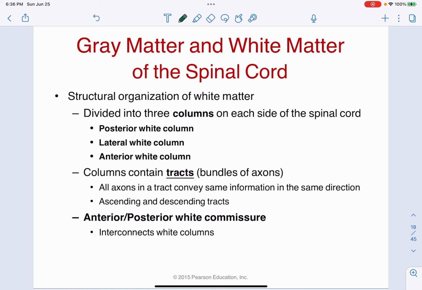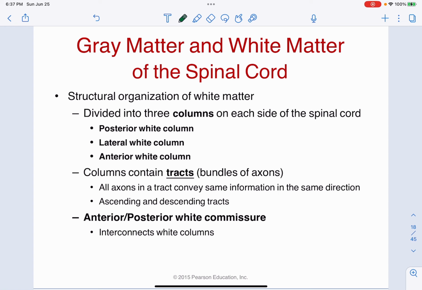The white matter is divided into columns on each side of the spinal cord. So there's what's called the posterior white column, a lateral white column, and an anterior white column. Each of them contain tracts, and these tracts are simply bundles of axons.